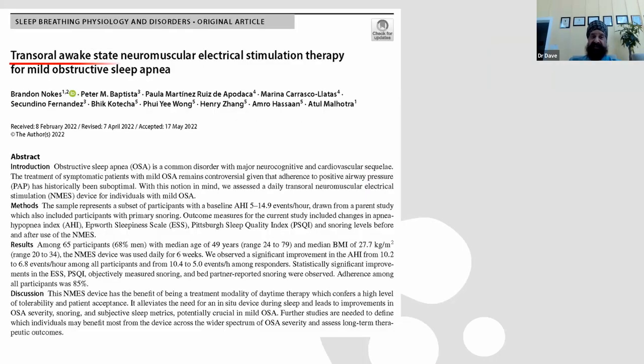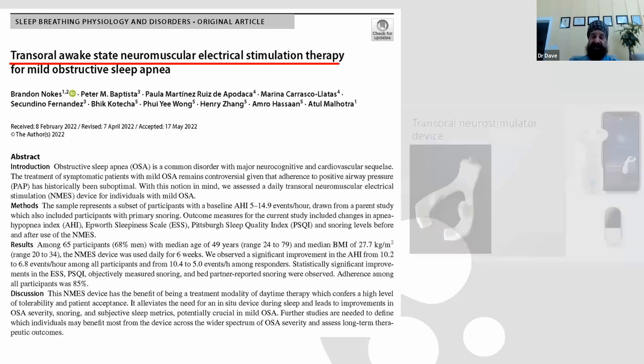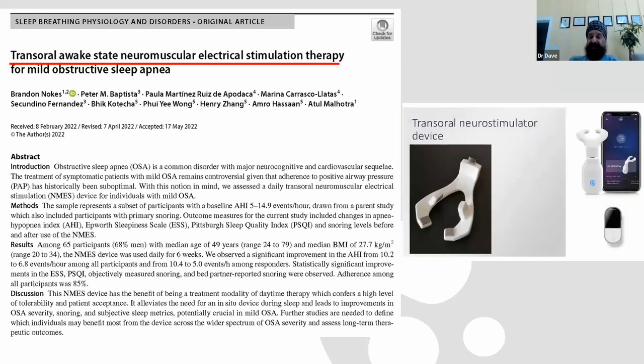Other alternatives, well, you can do electrostimulation during the awake phase using a transoral neurostimulator device. You basically place it on the tongue here. It's used in patients with mild sleep apnea. And it had a pretty decent effect. It brought the AHI down from about 10 to about 5 in patients who responded well.